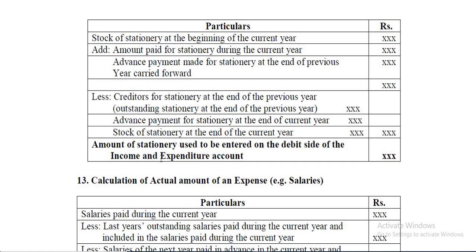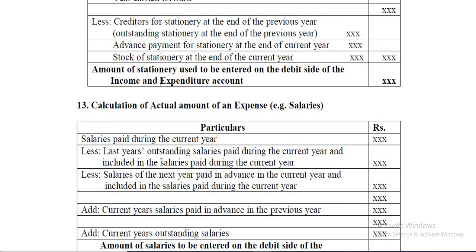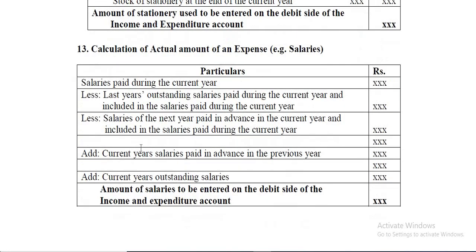And if you find, for example, stock of stationery at the end of the year, that should be shown in the asset side of the balance sheet. Stationery in stock, I mean. Similarly, stock of stationery at the beginning, that will come to the opening balance sheet. Okay, now we'll move on to the next item, actual amount of an expense, let's say salaries.